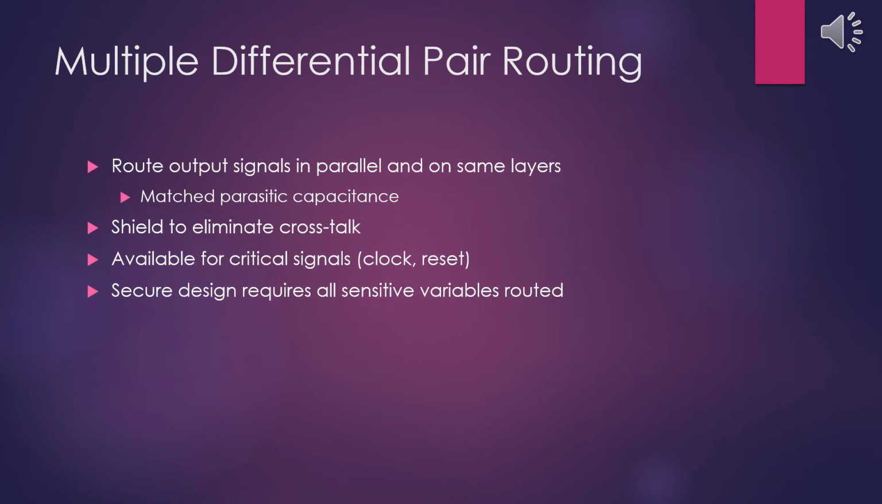Multiple differential pair routing is a routing strategy that uses routes which are parallel and in the same layer. As a result, the two routes will have the same parasitic effects. The routes are shielded with power and ground lines to eliminate crosstalk between wires. This can also be solved by increasing the distance between different differential pairs. Usually, differential pair routing is used for critical signals like clock or reset signals, but a secure design, such as a cryptography application, requires many signals to be routed using differential pair routing. As a result, tools capable of this kind of routing are limited.